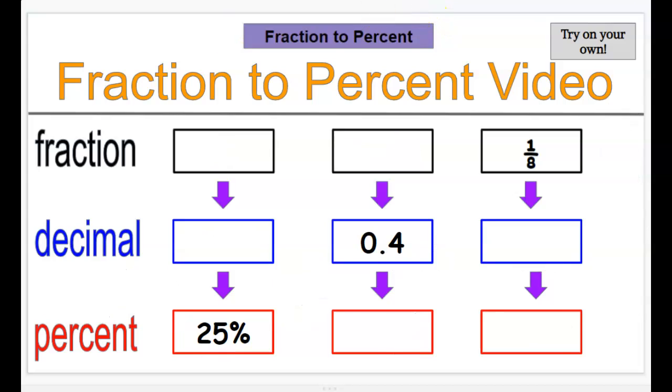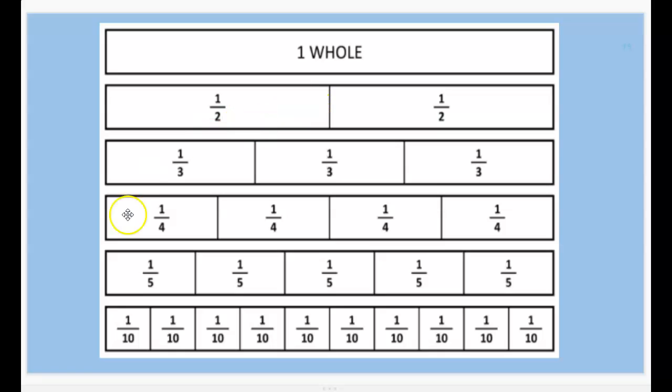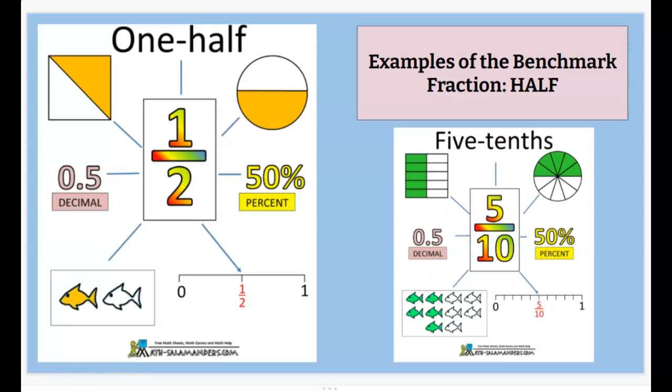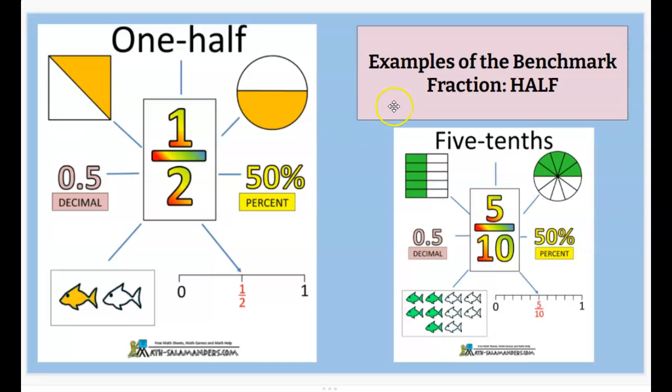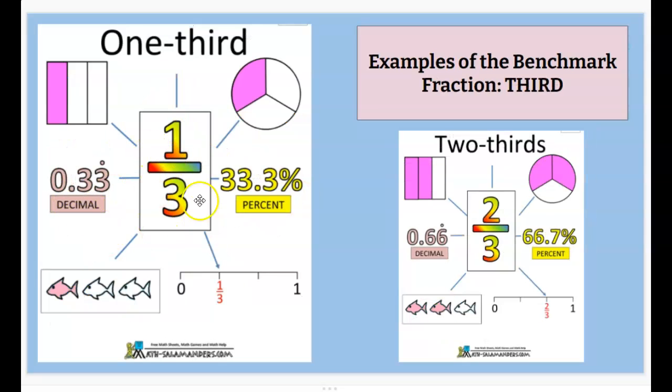We've practiced. In your notes, there's a lot of different things. So I have some fraction parts. I actually have some pictures for you guys of examples of benchmark fractions. So benchmark fractions just means these are things that you need to know by heart. You need to know that a half is 0.5 and 50%. You need to know that a third is 0.33 repeating and 33.3%.